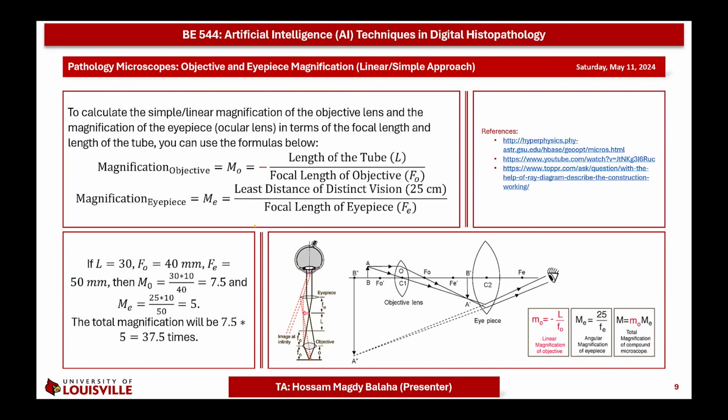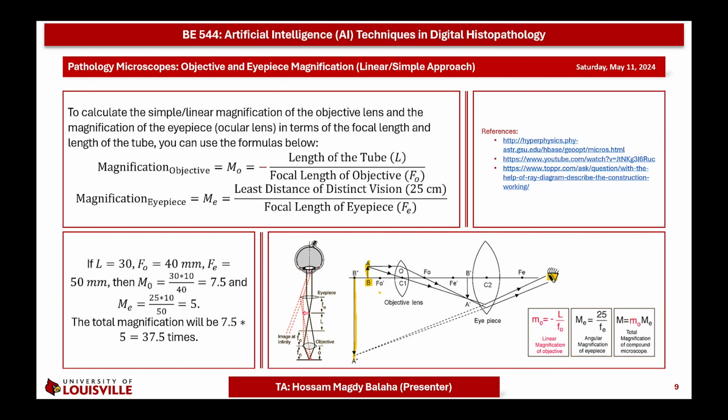To go deeper, to calculate the magnification of the objective or the eyepiece, there are two approaches: a linear or simple approach, and an exact approach. As you see here, we put the specimen or the object at point P, and this is the height of it. We have an objective lens and an eyepiece, and through looking at the eyepiece, the object A is magnified with that value. By doing that, we have three values that can be used to calculate the magnification of the objective and the magnification of the eyepiece.